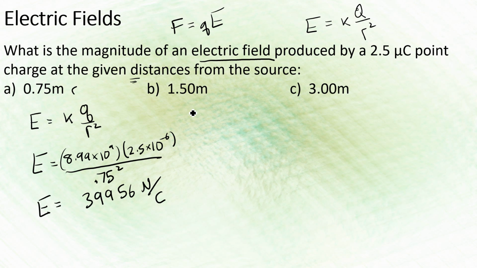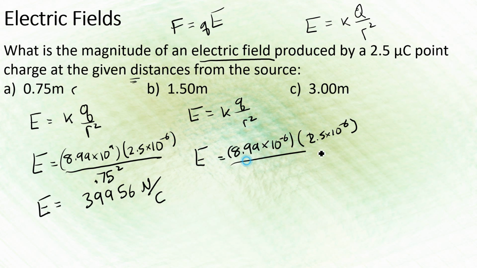All right, and the next one is going to be the same setup. Really, they're all the same, but it is important to know why you're doing what you're doing. We are looking for the field. We are given a distance. We are given a charge. And that is how we know which formula we need. It's based upon the information that we have.